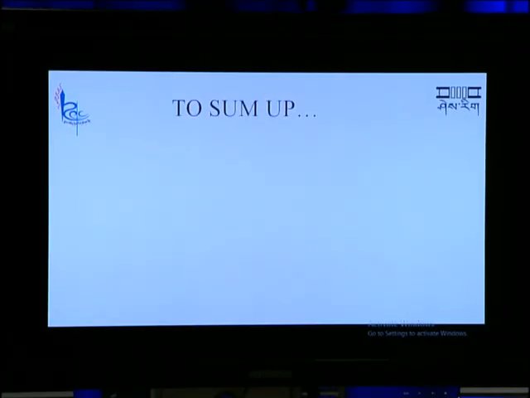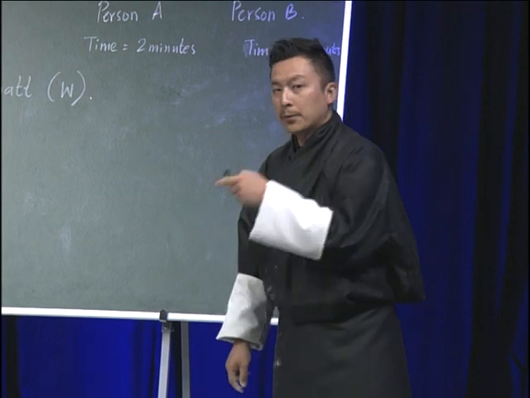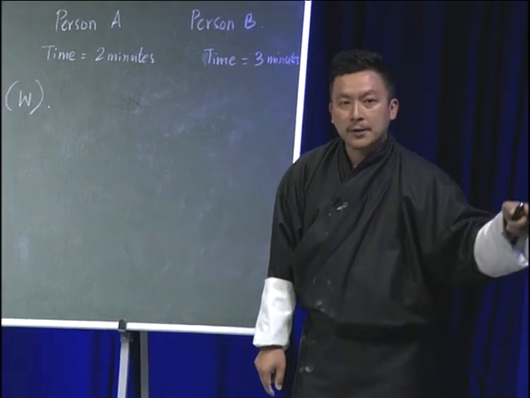Okay? Now to sum up, let's look at what we have here. So what do you see there? Power is the rate of doing work. The rate of doing work is power. And how are we able to do our work? We are able to perform our work because of the energy. Without energy, we wouldn't be able to do any kind of work. Energy is very important to do work, and the rate at which we do this work is termed as power. I hope this helps you recollect everything we have studied until now.